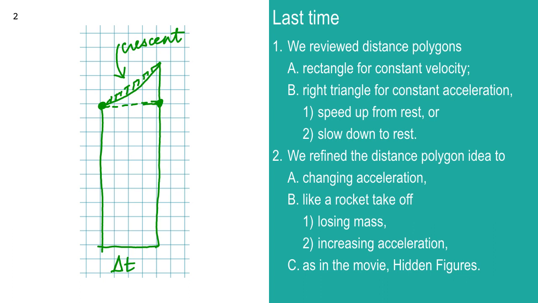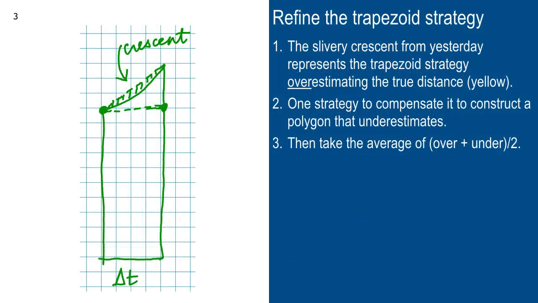Here's the image that we actually looked at. The crescent up there between the actual curved line and the trapezoid upper surface, the hypotenuse of a right triangle. We talked about that at length, so let's review that. That slivery crescent from yesterday represents the amount of overestimation that using a trapezoid gives you. So a trapezoid is easy, all right? And here's the trapezoid. It's an overestimate.